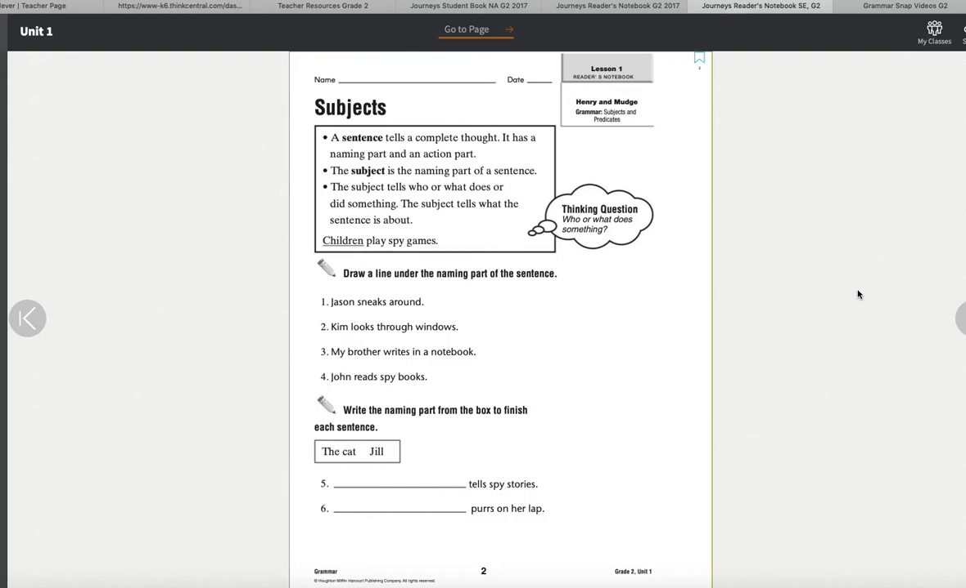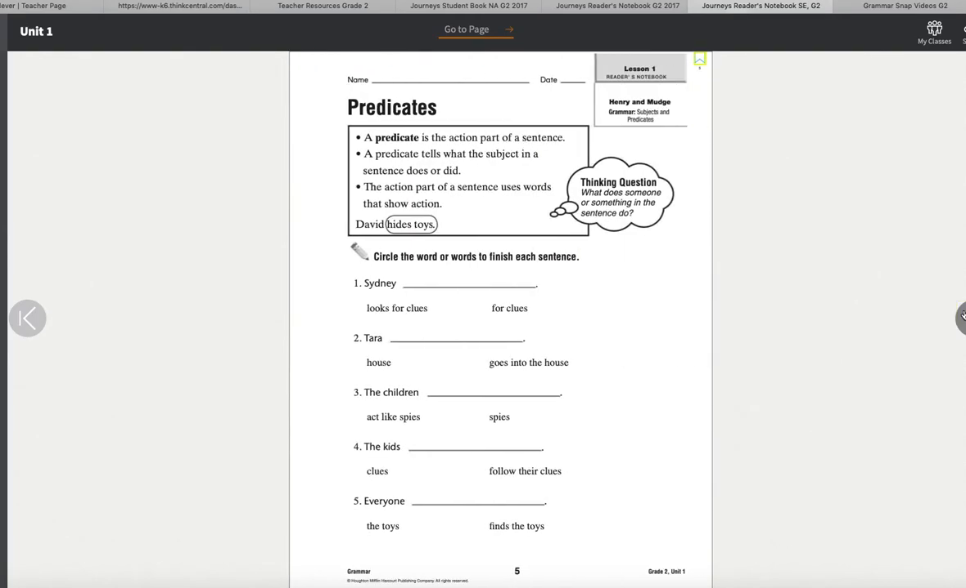Today we're going to talk a little bit more about predicates. So now you're going to turn to page 5 in your reader's notebook. Go ahead and turn to page 5 in your reader's notebook, and you will need a pencil ready to go. If you don't have one out already, go ahead and get one ready right now, because we're going to talk about the predicate part of the sentence.